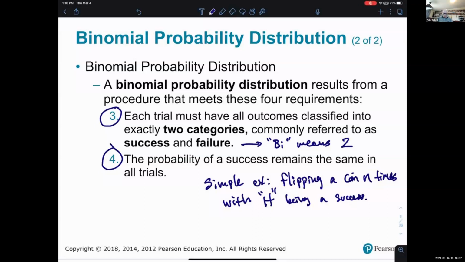Is the probability of a success remaining the same in each trial? Meaning every time of the 10 times I roll the dice, is the probability to get an even result the same? Or does it change from time to time?